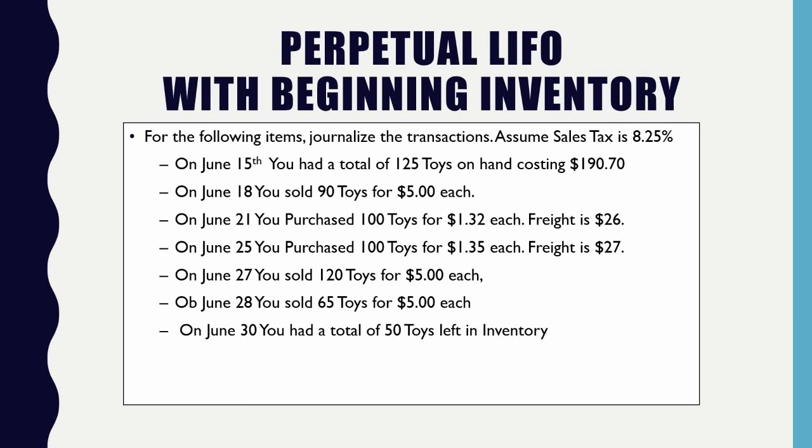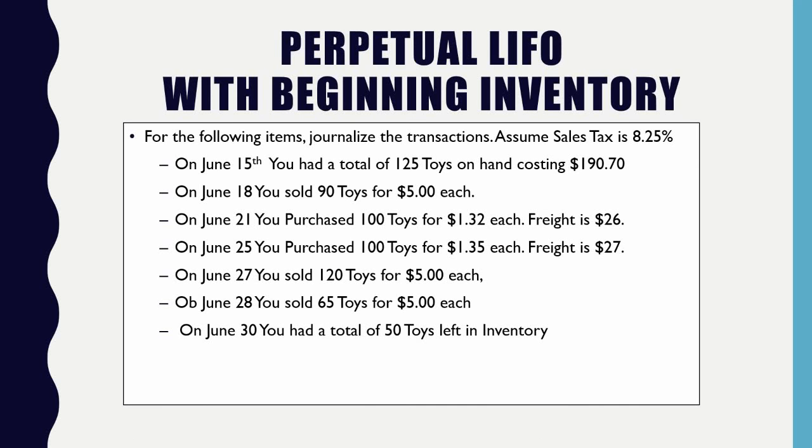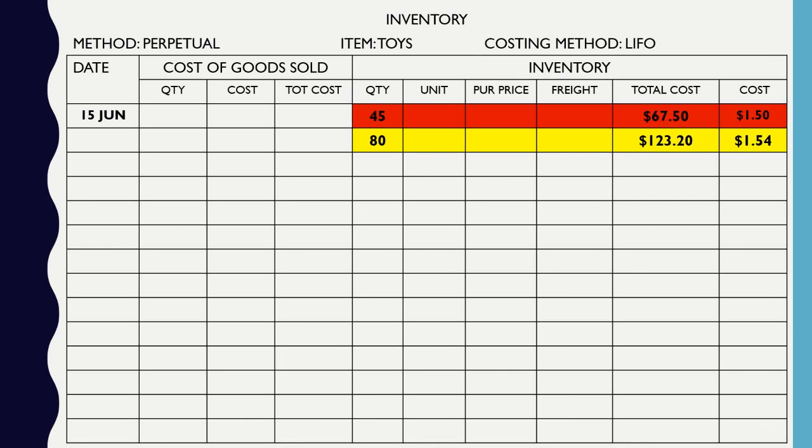All right, now what happens when we actually have beginning inventory? How does this affect it this time? So now we're dealing with June 15th. We know from the previous one that we have a batch of 45 and a batch of 80, giving us a total of 125. Now, when we're looking at this on June 15, you have a total of 125 units on hand costing you $190.75. Okay. So once we do that, we're going to go ahead and fill in our table, right?